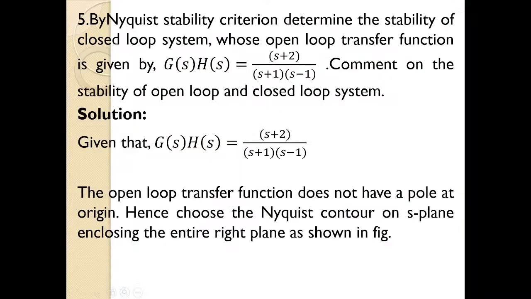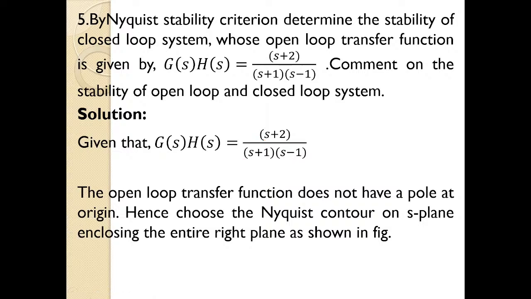Okay then. So this is the given problem. I hope you have written. So write down the given open loop transfer function. This is a very simple and easy problem. It has a numerator s plus 2 and denominator s plus 1 into s minus 1.